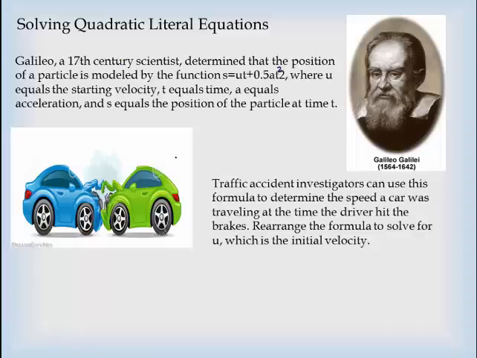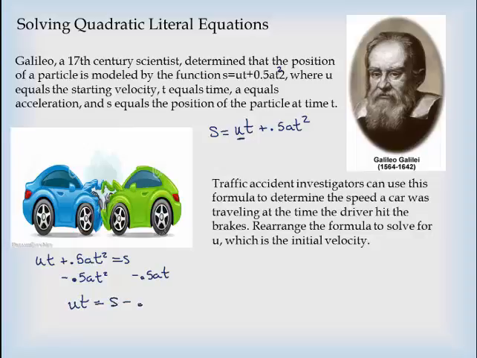So I'm going to take that formula again. I'm going to rewrite it here. And I want it to be equal to u. So first I'm going to write it to where the u is on the side that I want it on. Now I'm going to subtract this 0.5at squared from both sides. That gets rid of that, and now I've got ut is equal to s minus 0.5at squared.